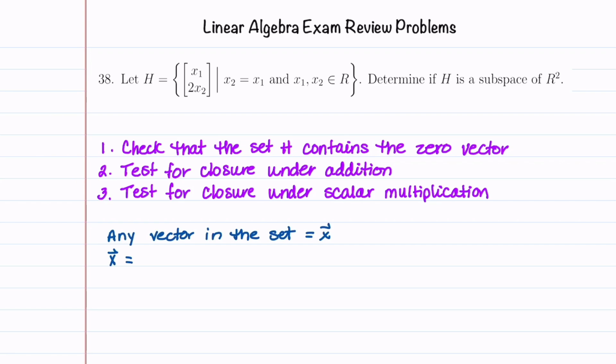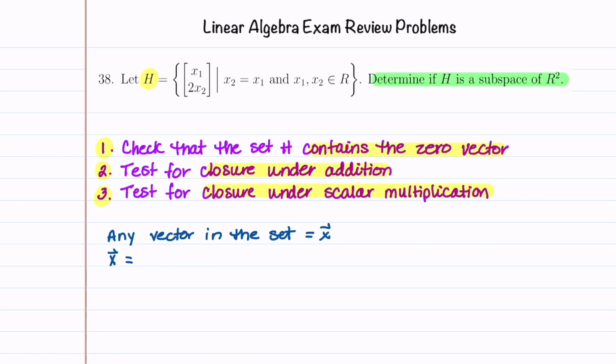Let's get started. In this problem, we're given a set H, and we're asked to determine if H is a subspace of R2. There are 3 steps that we can follow to determine if a set is a subspace. The first step is to check that the set contains the 0 vector. The second step is to test for closure under addition. And the last step is to test for closure under scalar multiplication.